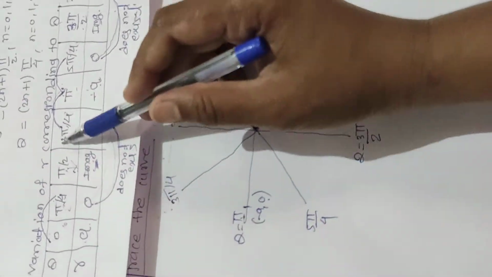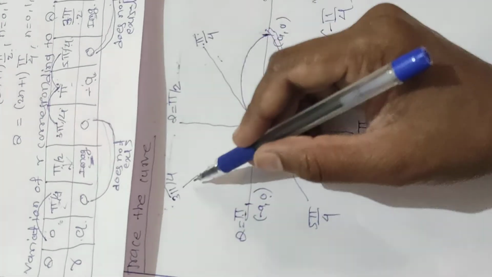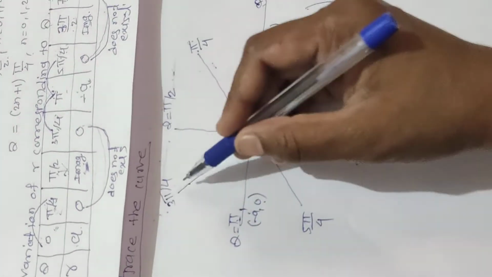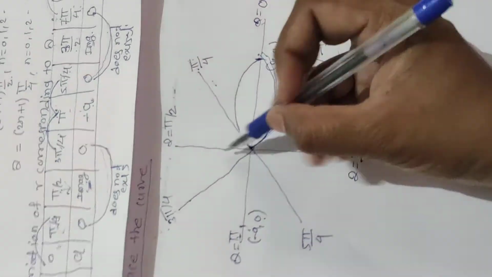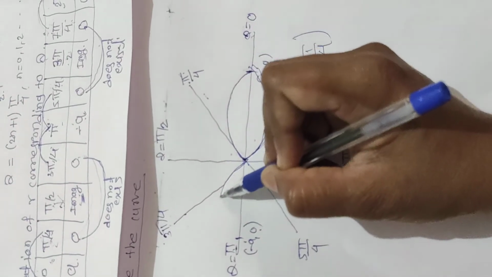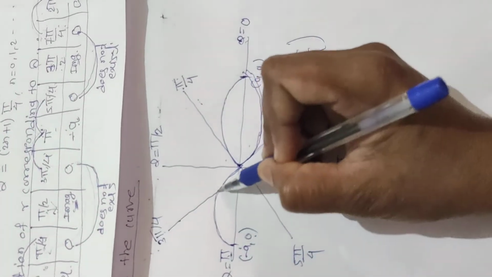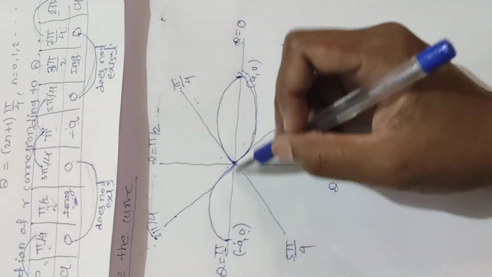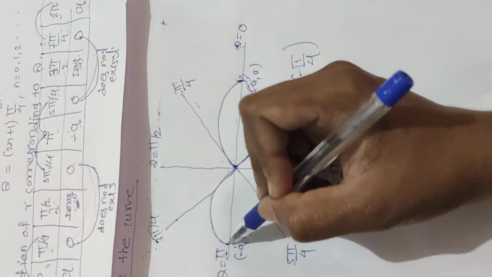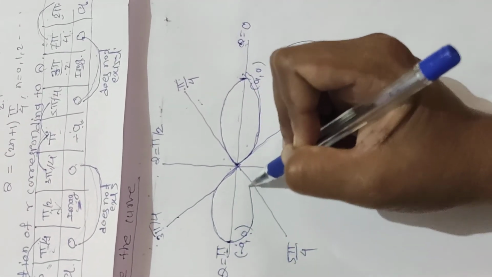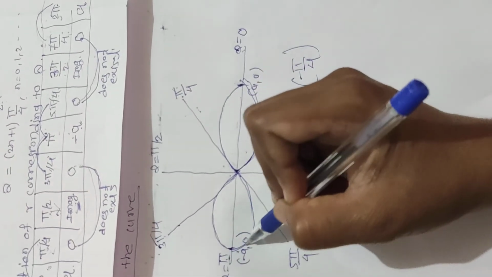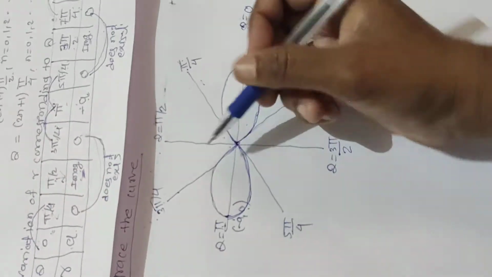After that, 3 pi by 4 to pi the curve exists, so 3 pi by 4 is the tangent of this curve. So again we have to draw a curve of this type, okay? But the curve is again symmetric about the initial line, that means we have to draw the same curve in the downward direction.